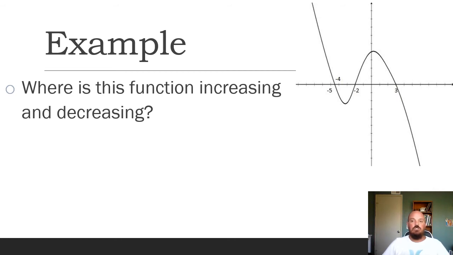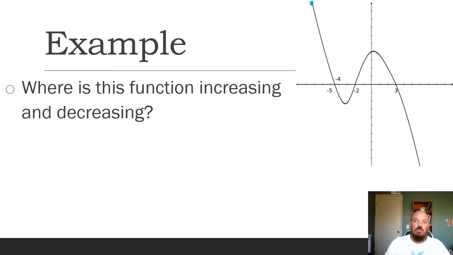So here's a function that looks a little bit like the one I just showed you. And I ask you, where is this function increasing and where is it decreasing? So what I'm going to do for the notes, I'm going to highlight it in color like we did before. And I notice the first part of it, if I start up at that top left corner, the first part is decreasing. So I'll use blue again for that.